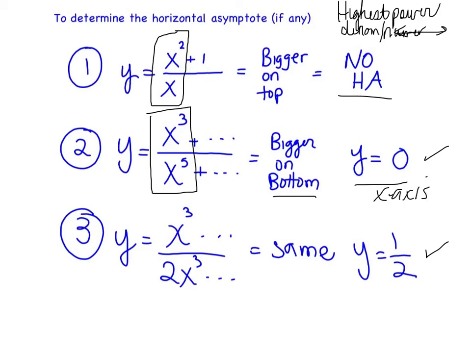Okay? And then the third one, if I look at the two top ones, I notice that 3 and 3 are the same. The coefficient out here is 1. So if they're the same terms, you just take the coefficient numbers out from in front, so y is equal to 1/2.